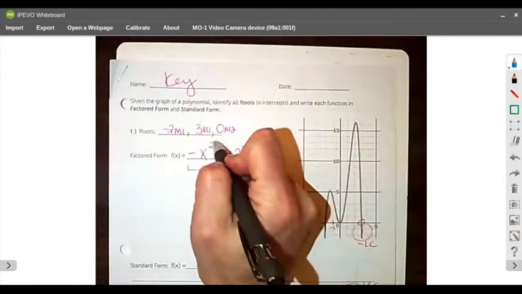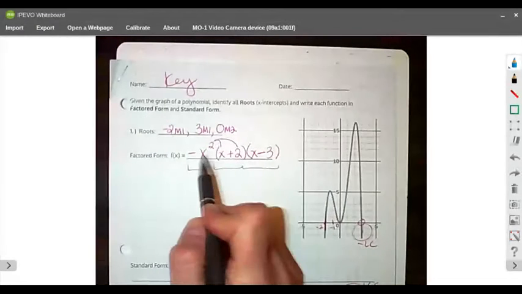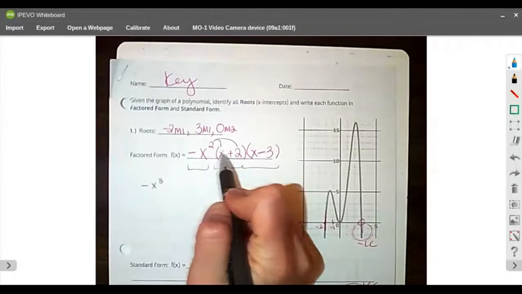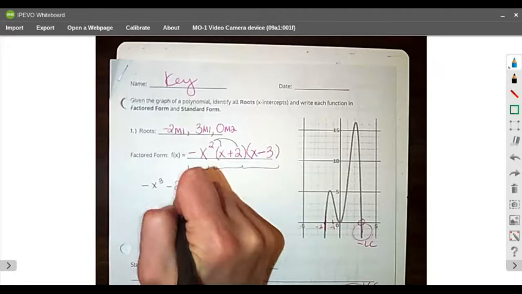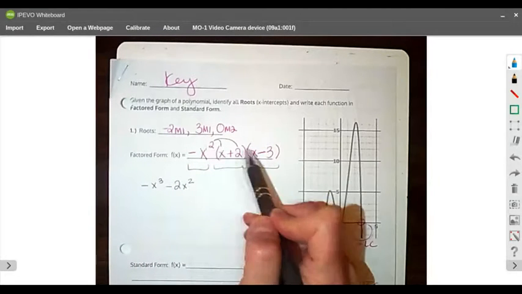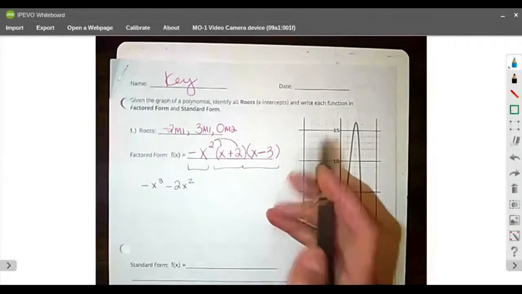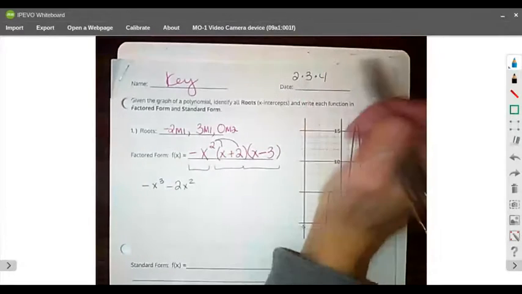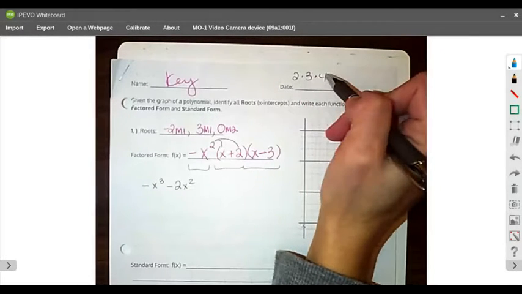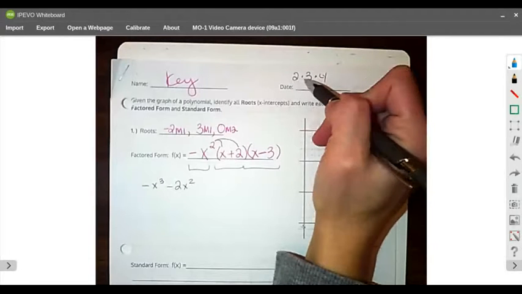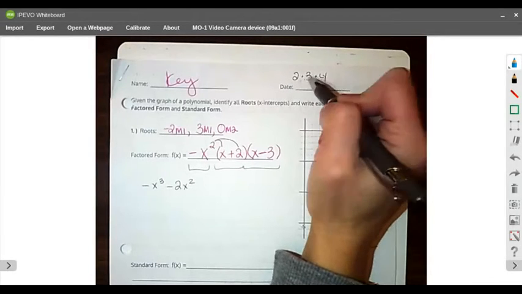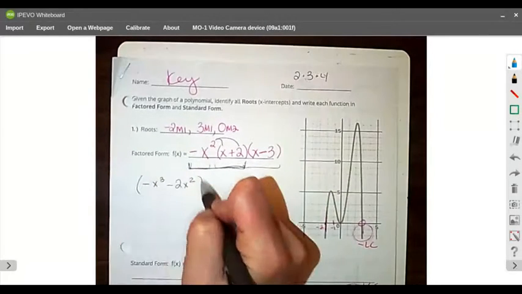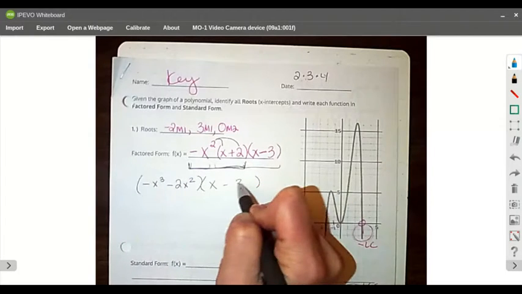So you could distribute this first. Negative x squared times x is going to be negative x to the third. Negative x squared times 2 is going to be negative 2x squared. Now, when you do it, you don't distribute that to all of them. Kind of think of it as off to the side. Like say I had 2 times 3 times 4. You wouldn't do 2 times 3 and then 2 times 4 and then multiply those. You would do 2 times 3 is 6, 6 times 4 is 24. So it's the same idea. I picked those two to multiply first, so I got that. And now I'm going to multiply that by x minus 3.